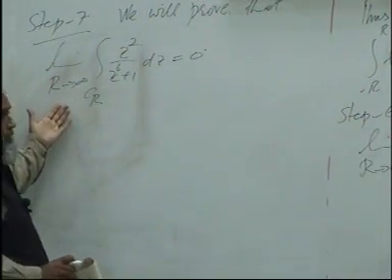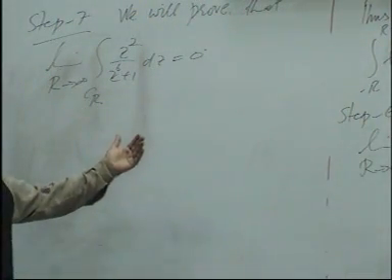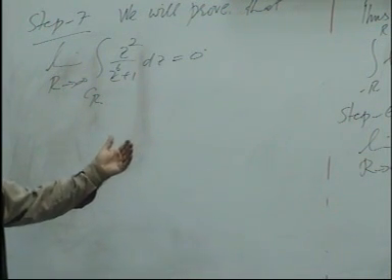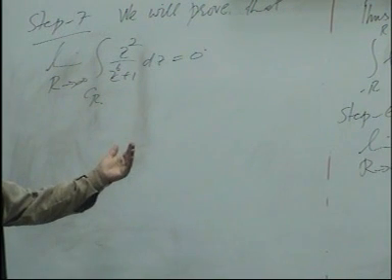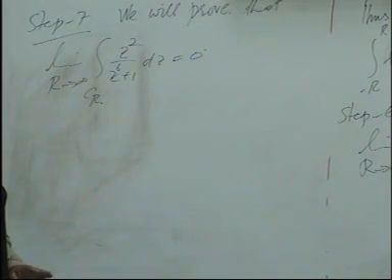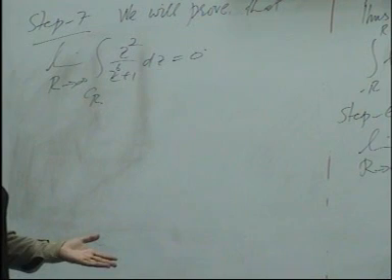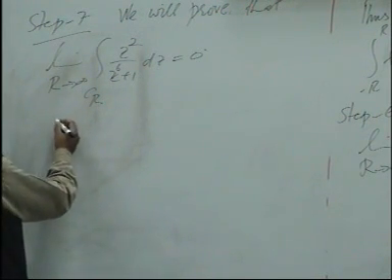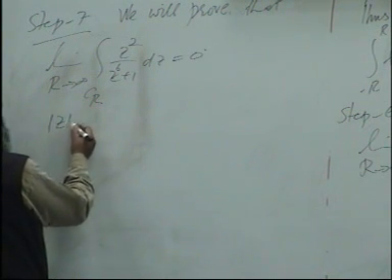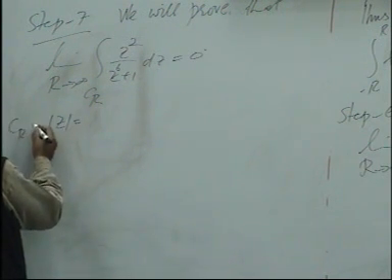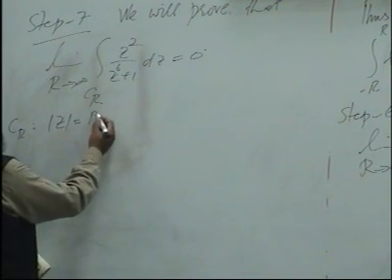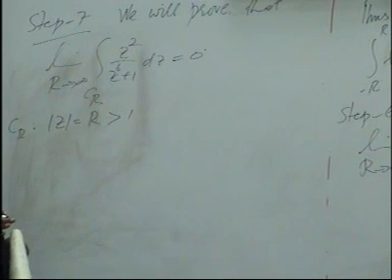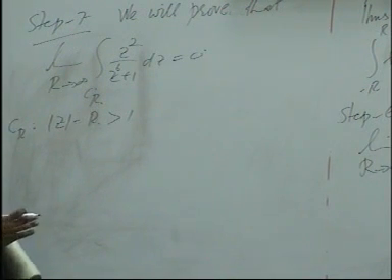So how do we prove it? In the chapter on integrals, we have discussed certain integrals. Those integrals can be evaluated without finding the value of the integral. Using that method, we can prove here that, because we are given mod z is r. What is CR? CR is mod z equal to r, and this r is greater than 1.